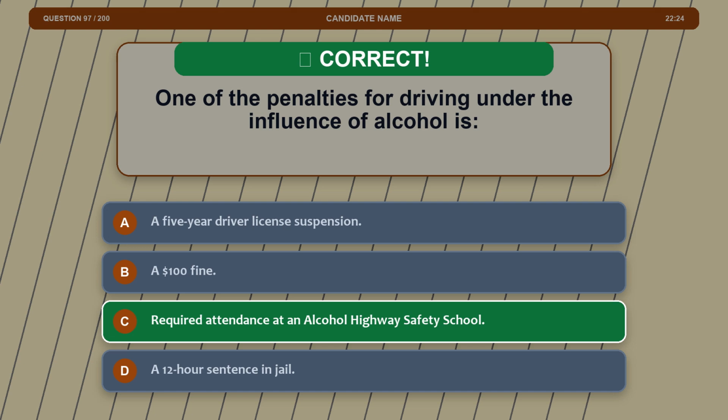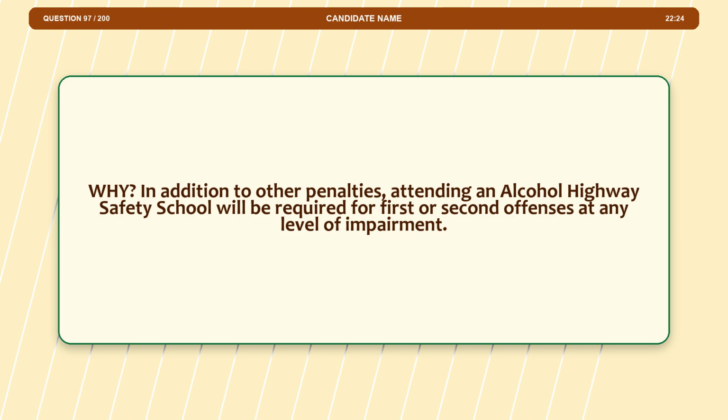The correct answer is option C, required attendance at an alcohol highway safety school. Explanation. In addition to other penalties, attending an alcohol highway safety school will be required for first or second offenses at any level of impairment.